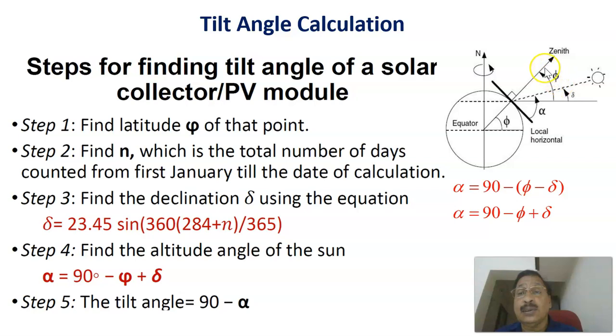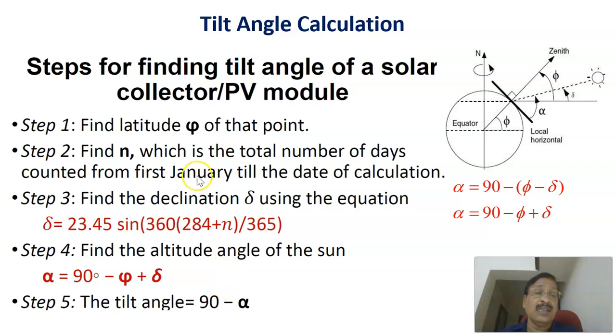Phi minus delta equals this angle. Therefore alpha equals 90 minus phi minus delta, or alpha equals 90 minus phi plus delta. Therefore the altitude angle equals 90 minus the latitude angle plus the declination angle delta. That is clear from the figure. Once you calculate alpha, the tilt angle can be calculated, because tilt angle plus alpha equals 90, or the required tilt angle equals 90 minus alpha.